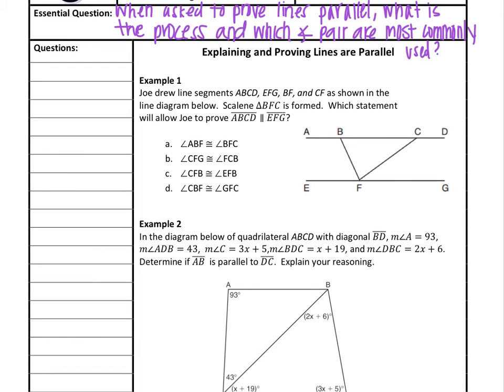Okay, so example 1 says Joe drew line segments AB, CD, meaning this first top line segment, EFG, BF, and CF as shown in the diagram below. Scalene triangle BFC is formed. Which statement will allow Joe to prove line ABCD is parallel to line EFG?